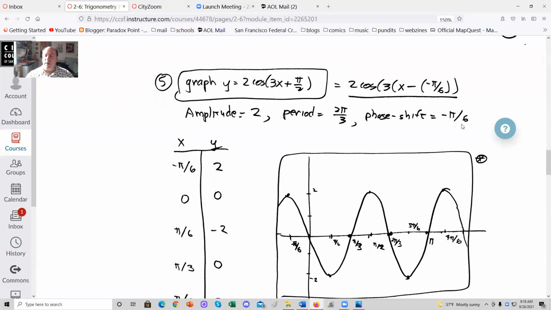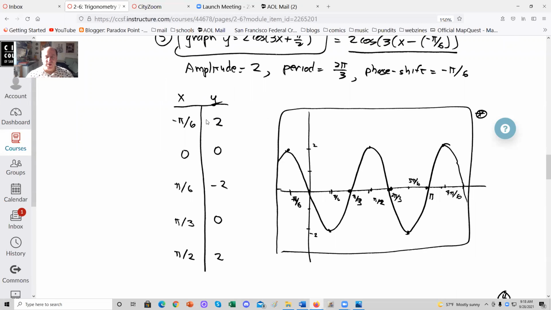So this is shifting the phase of a cosine wave. We'll start at negative pi over 6, and if you plug it in, this cancels. 3 times 0 is 0, cosine 0 is 1, times 2 is 2. So at negative pi over 6, it's 2. One full period later is 2/3 pi. If you add 2/3 pi to negative pi over 6, you get pi halves.